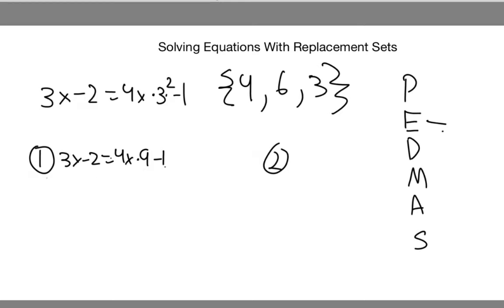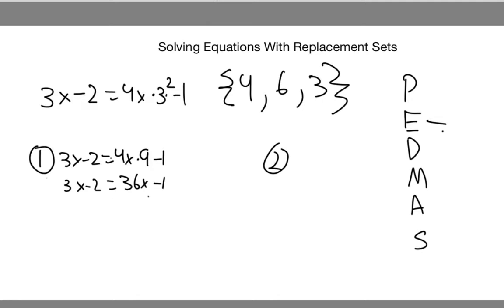I want to simplify the side as much as possible first before doing anything, because you could not subtract 4 from both sides, because we have 4 times 9, which is still bound together. So 3x minus 2 equals 9 times 4 is 36x minus 1.